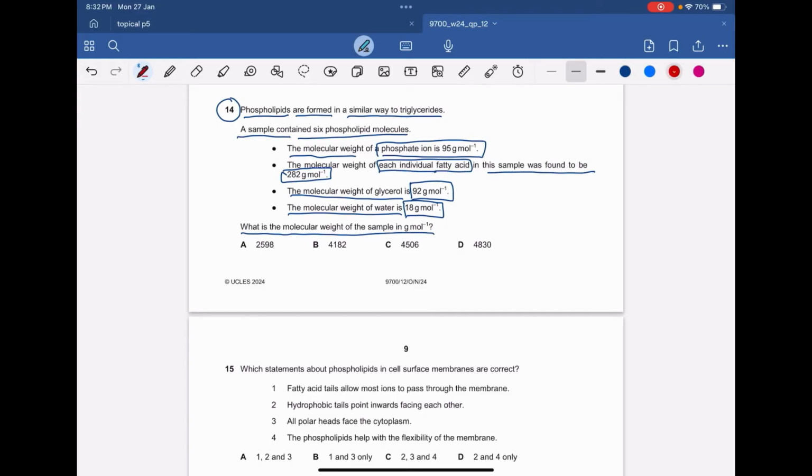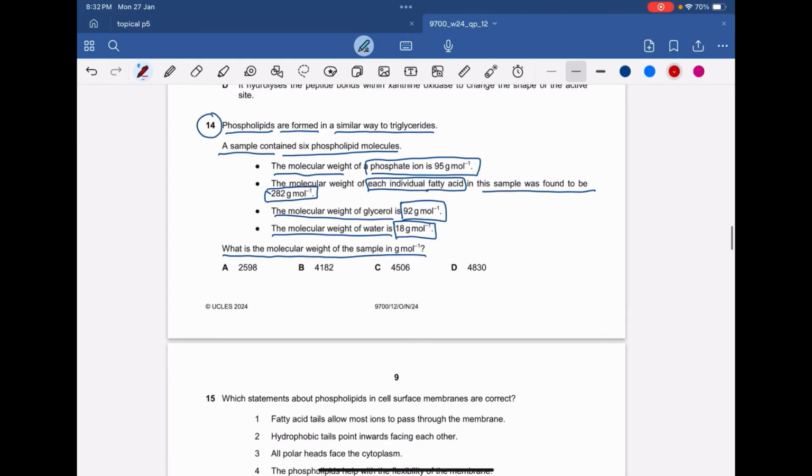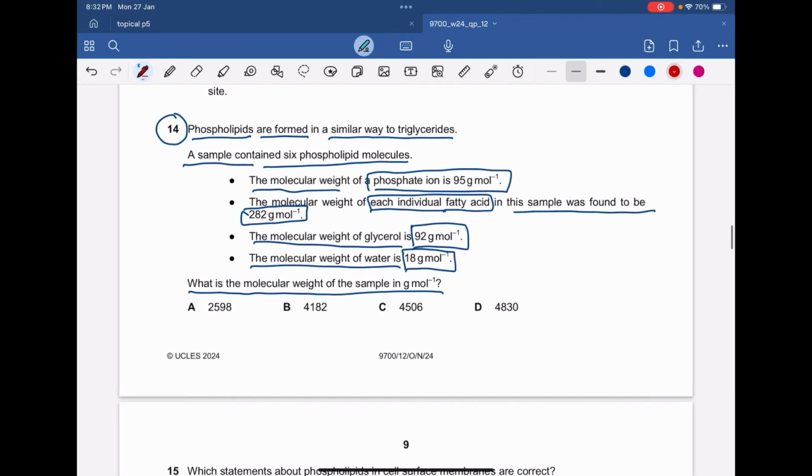So basically, let's start by discussing the structure of the phospholipid. In order to solve this question, you must know that the phospholipid contains a hydrophilic head which has glycerol and a phosphate group in it, right? And the phospholipid molecule has two fatty acid tails, and these fatty acid tails, when combined with the glycerol, basically lose two water molecules, right?